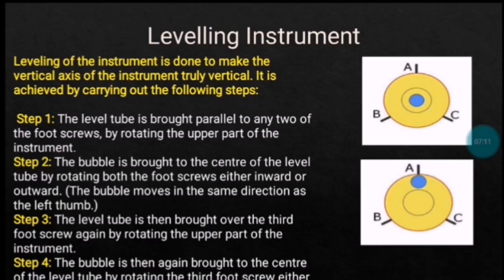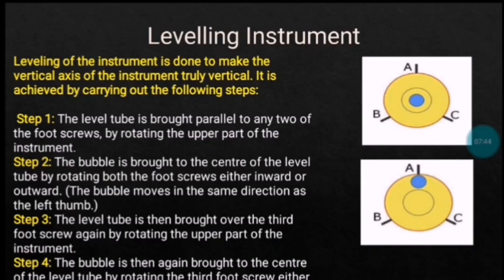So leveling of the instrument is done to make the vertical axis of the instrument truly vertical. It is achieved by carrying out the following steps. First, the level tube is brought parallel to any two of the foot screws by rotating the upper part of the instrument. The bubble is brought to the center of the level tube by rotating both the foot screws either inward or outward. The bubble moves in the same direction as the left thumb.